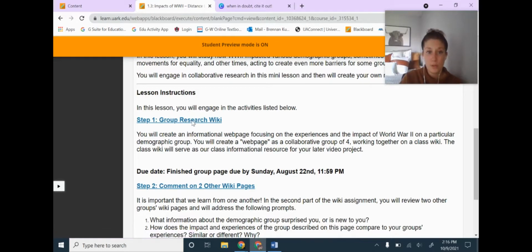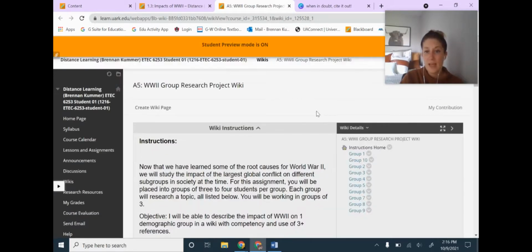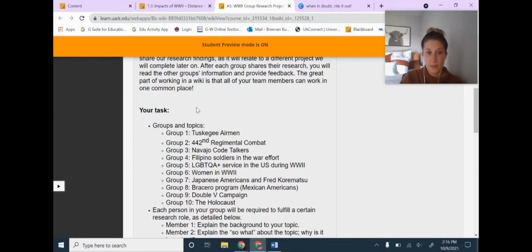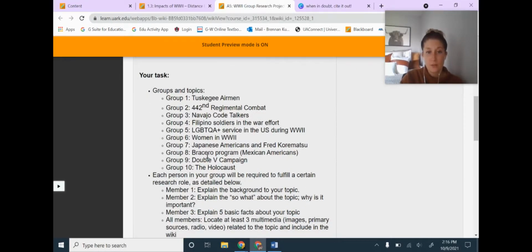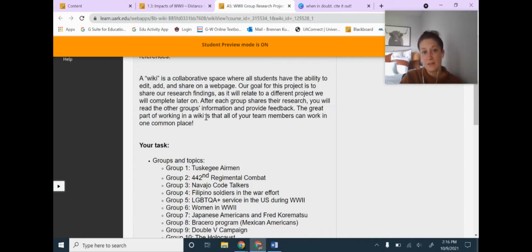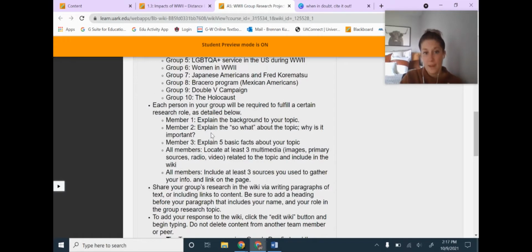So the group research wiki, the students are creating a web page about a group in World War II of their choice. All right. So here are the different groups and topics. The students don't get to necessarily pick their topic. They're put into a group already. The teacher picks the group for them. And then there's also some specific guidance here on what each group member does.